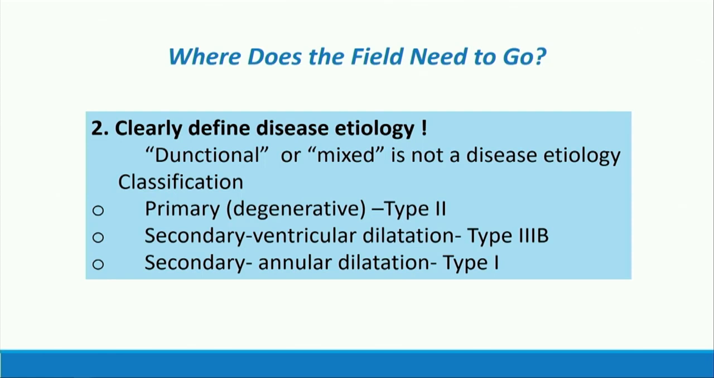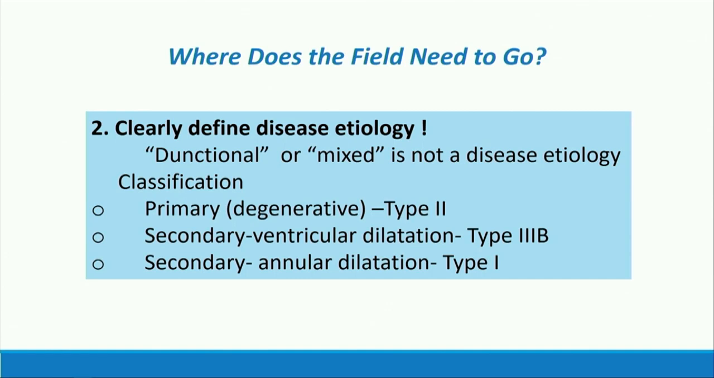Second, we need to clearly define the disease etiology. We have this new term called functional or mixed disease. This is not a disease etiology. It's a classification to get paid. The real classification is exactly like Maurice just said earlier. We have primary or degenerative mitral regurgitation.